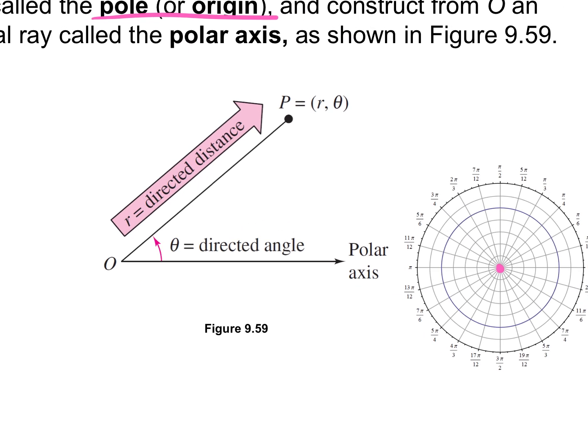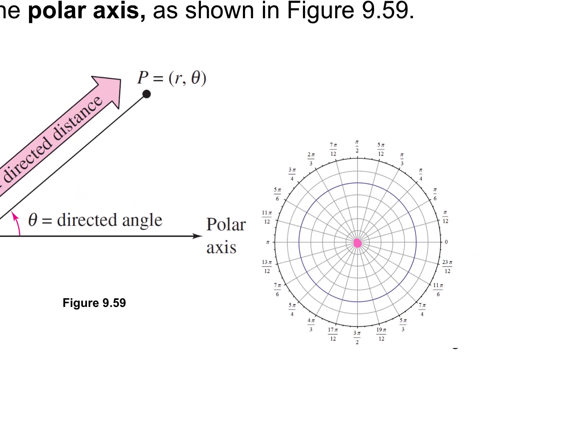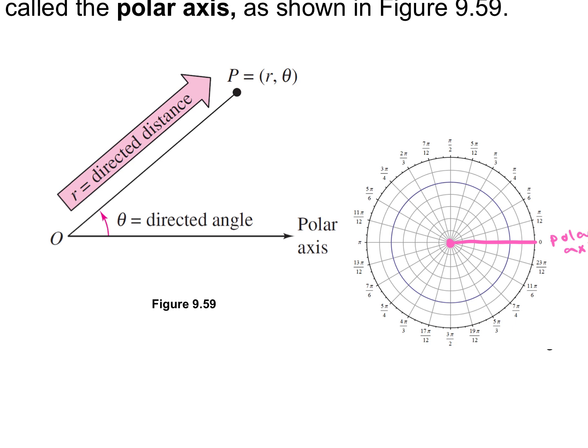So our polar axis is where we start. That's kind of like our x-axis that we have here. This is our starting point, our polar axis. Our point is going to be (r, θ), where θ is our directed angle and r is our directed distance. So r is kind of like a radius because our polar coordinate system is almost like a circle. So r is similar to a radius here, but it's the directed distance.